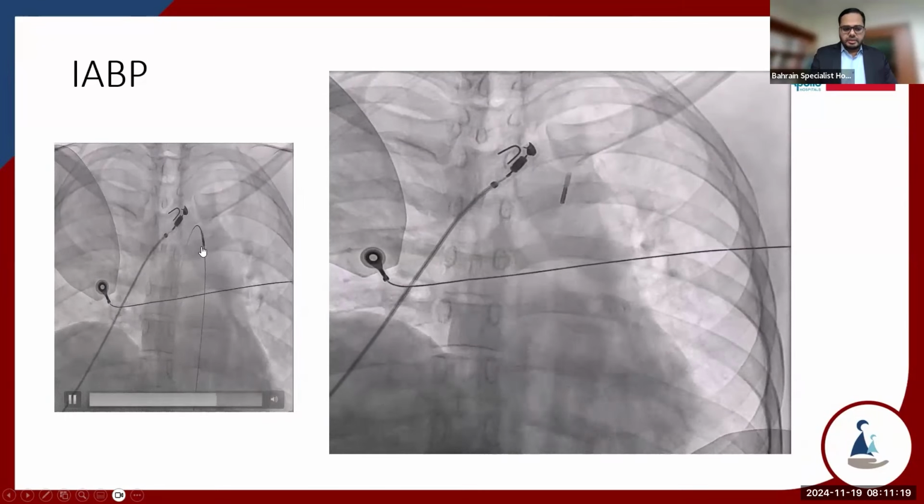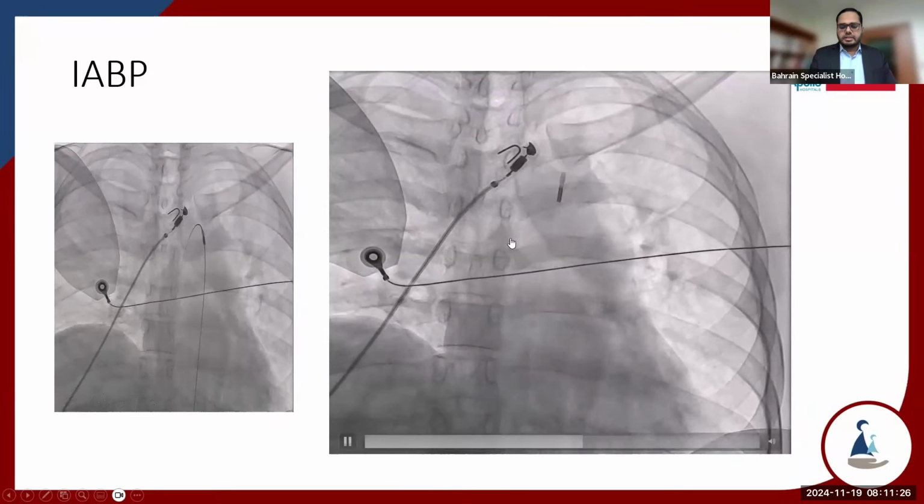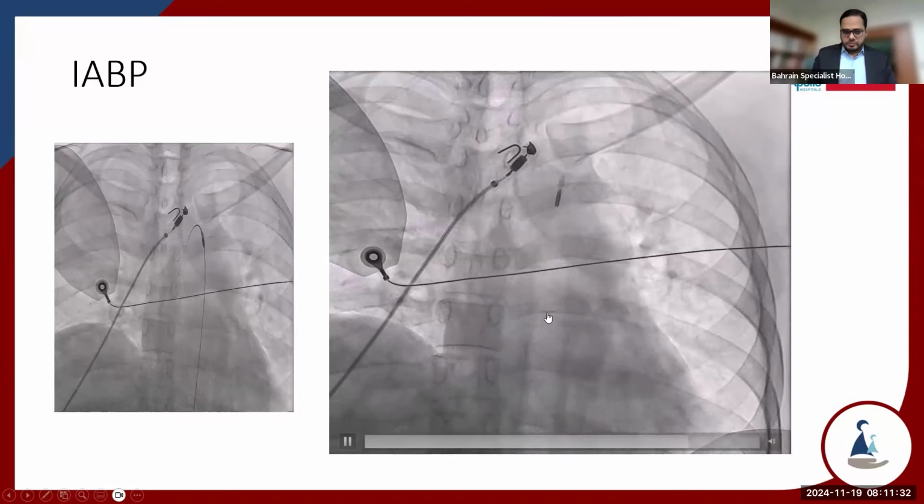So this is the positioning of the device. We place it just distal to the subclavian artery. And you can see the balloon here expanding and collapsing, the inflation and deflation of the balloon.